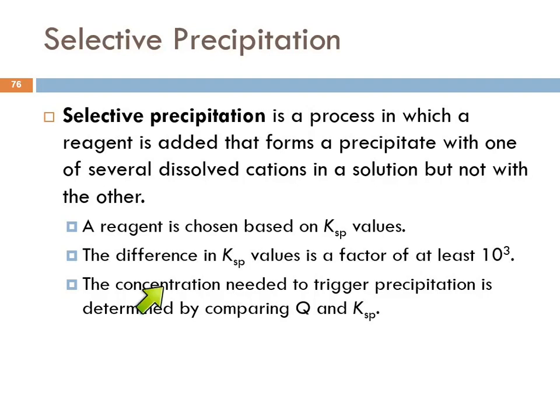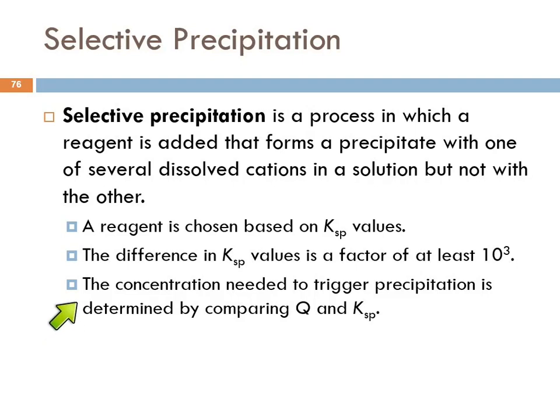In order for this to be effective, the difference in the Ksp values needs to be a factor of at least 1,000, so one Ksp value is 10 to the 3 times larger than the other. And to figure out what concentration is needed to trigger the precipitation, trigger is better.